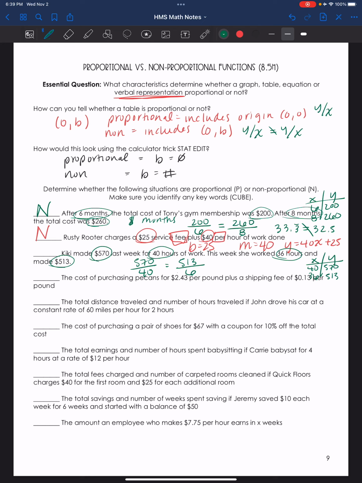Sorry, 36. Oh man, that would not equal if it was just that 6. So 570 divided by 40 is 14.25.